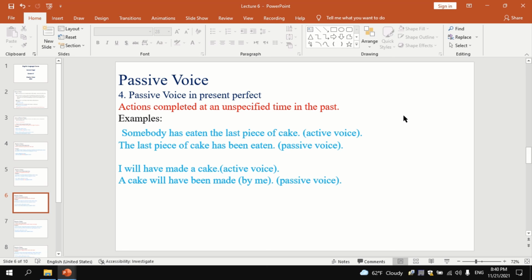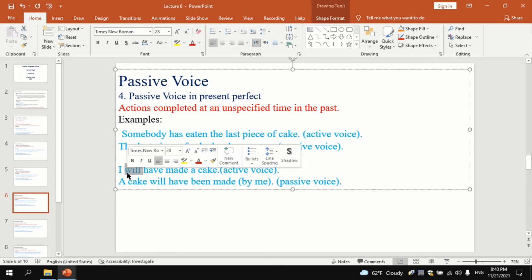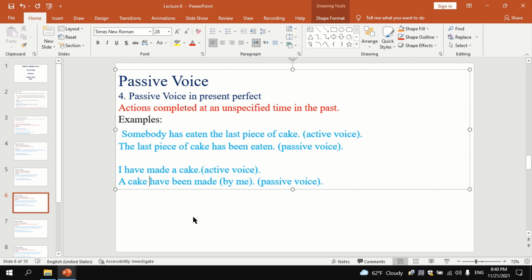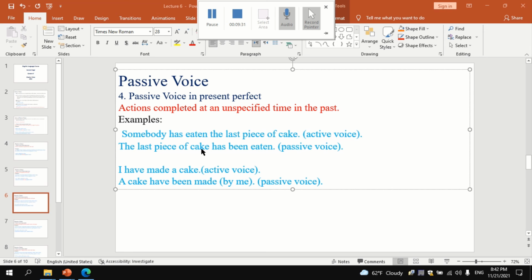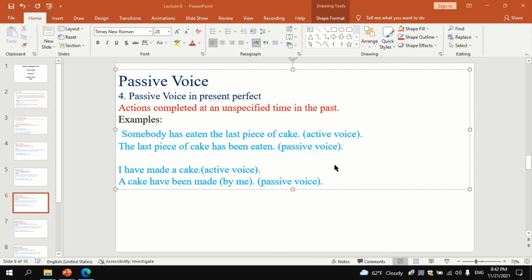I have made a cake. Active voice. A cake has been made by me. Passive voice.